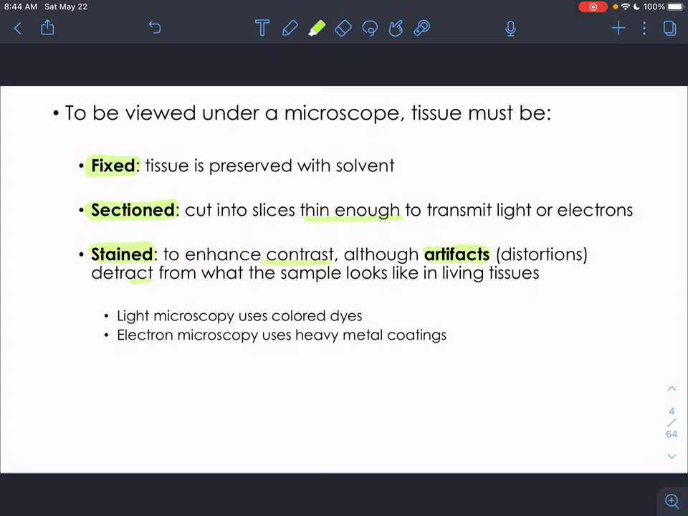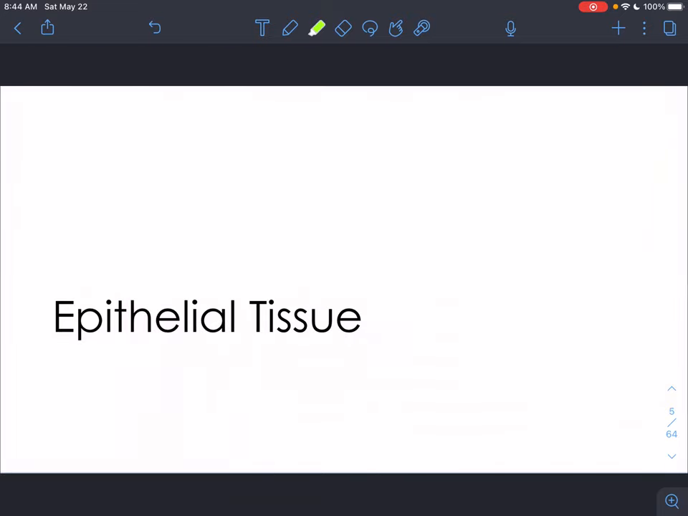Okay. And there are a few different types of microscopy. Light microscopy uses colored dyes, and that's what we would typically do in our lab. Electron microscopy uses heavy metal coatings, which is not as important for you to know.